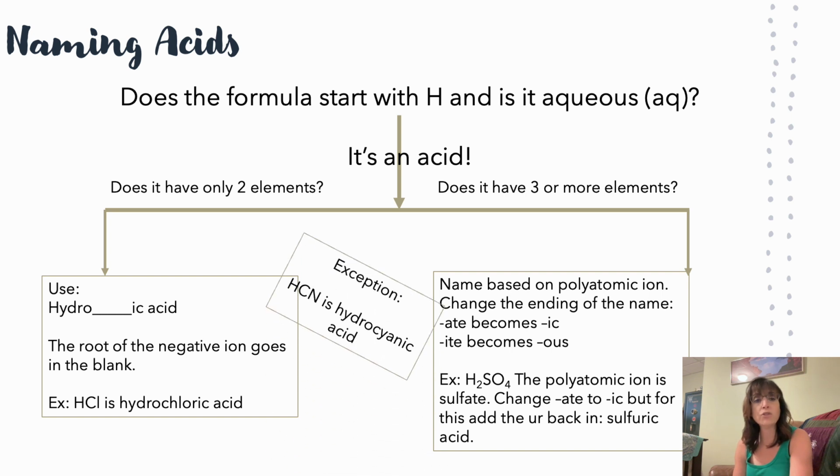Now there is one strange one, and that is HCN. We use hydro with this word, hydrocyanic. So it is a polyatomic ion. We do use the hydro. It's kind of a weird one.